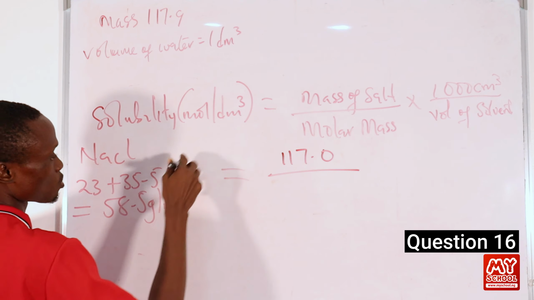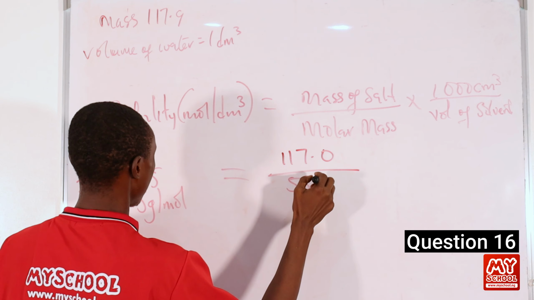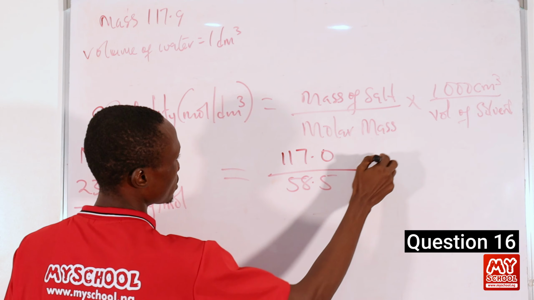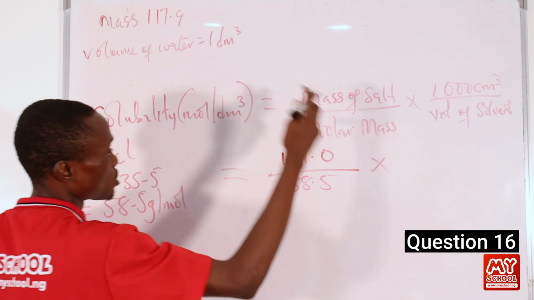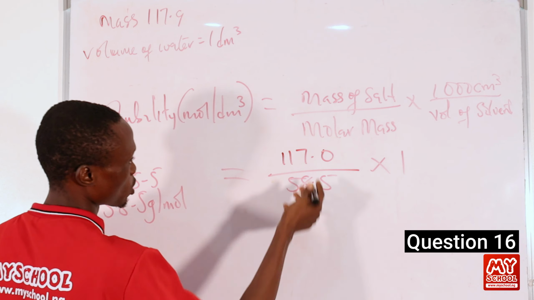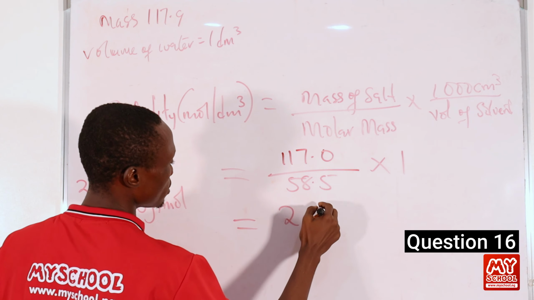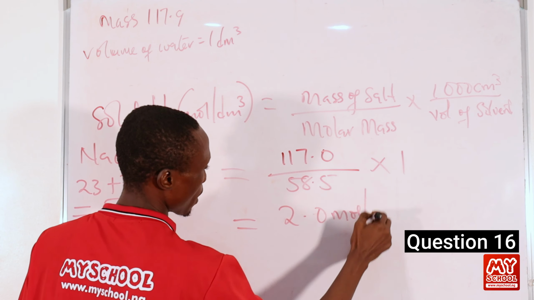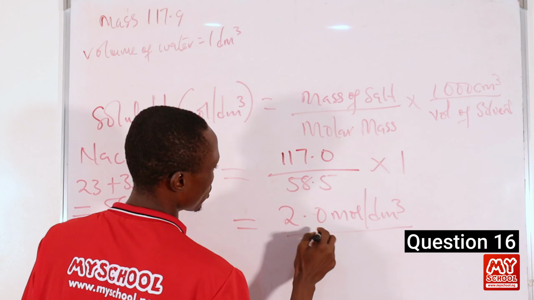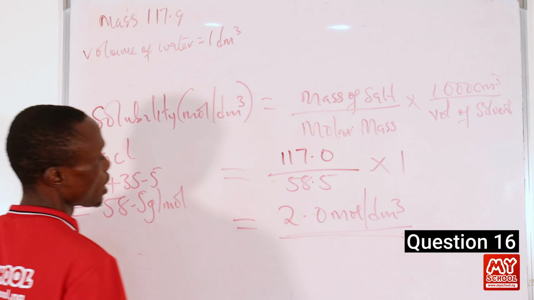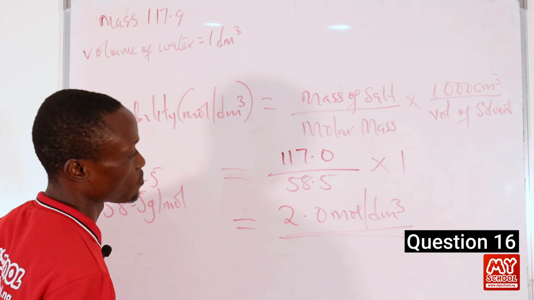Okay, so the molar mass of sodium chloride is 58.5. Then times the volume of water, which is given to us to be 1 dm cube. So we multiply this by 1. If we divide, this will give us 2.0 mole per dm cube. So this is the solubility of the salt at 25 degrees Celsius.